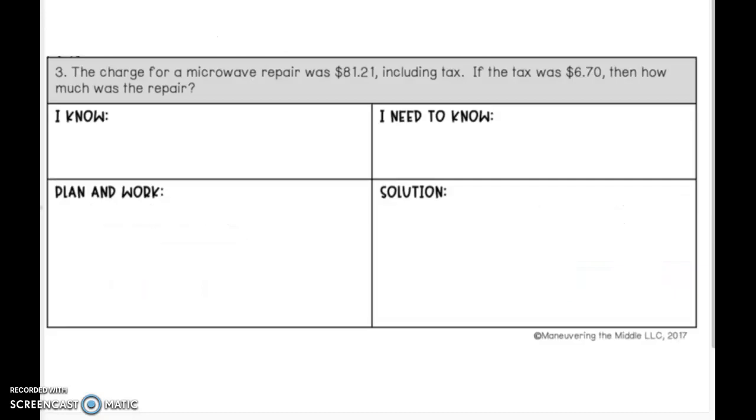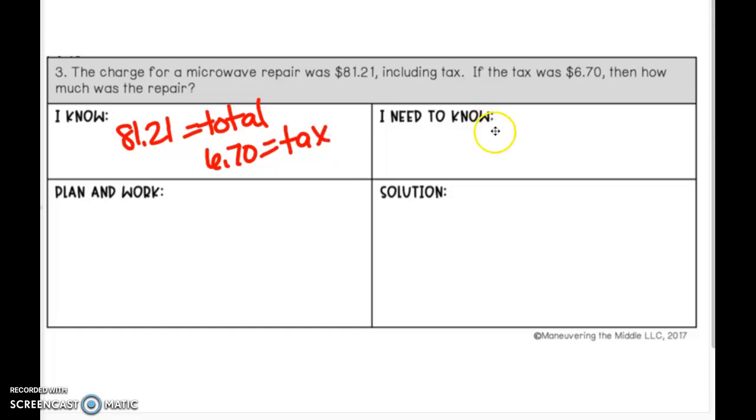Okay. The charge for a microwave repair was $81.21 including tax. If the tax was $6.70, then how much was the repair? Okay, so this time we are going to find a solution. So let's think about, what do we already know? Well, we already know it was $81.21 for the total. And we also know that the tax was $6.70. And what is it we're looking for? We're looking for just the repair, right? Minus the tax. So we're looking for the repair amount only, okay?